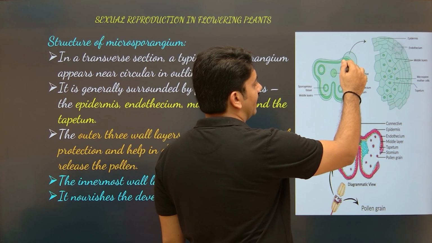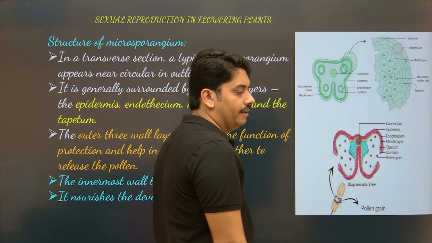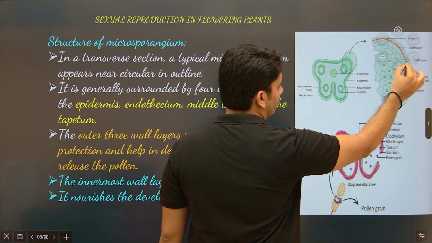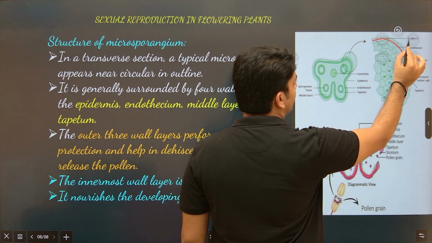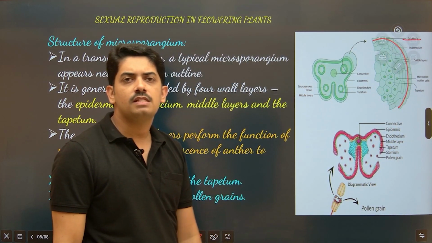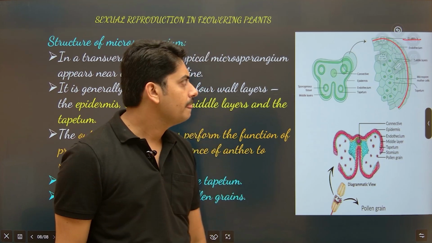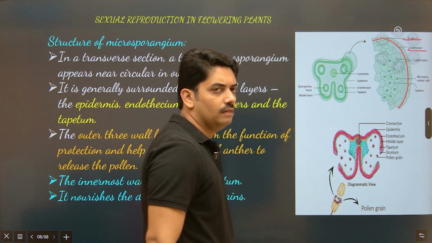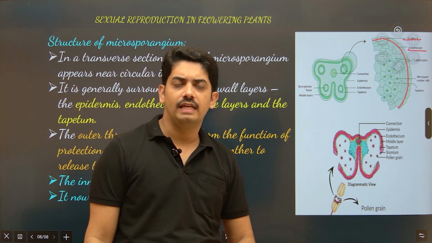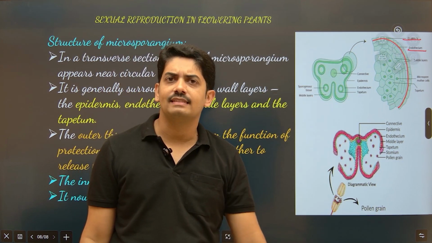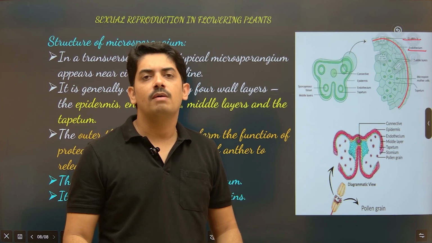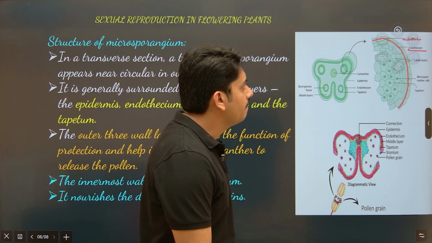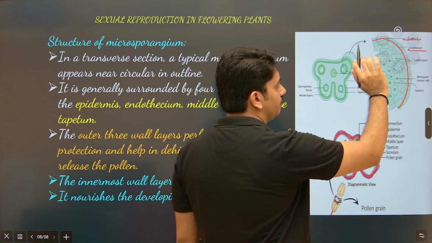When you observe this enlarged part, here you can see the outermost layer, and we call it epidermis. Epi means outermost, dermis means layer. Next to the epidermis is the endothecium. Again, one more layer of cells is present. When you look at all these cells, they are simply parenchymatous cells. They are compactly arranged, not tightly arranged. There is an intercellular space. So endothecium is present just below the epidermis.